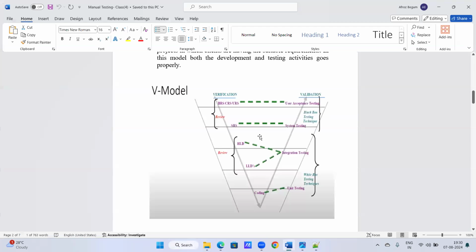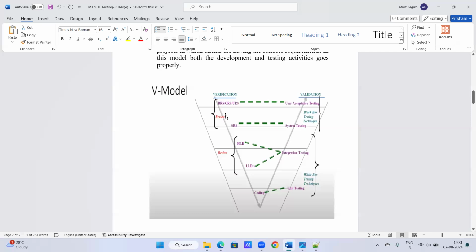So what are those documents? BRS document, SRS document, HLD, LLD. If we want to test these documents, we use either review or walkthrough or inspection. So these three are testing techniques to verify the documents. Here we mention only review, right? So actually we have three types of testing techniques. By using these three techniques, we will verify the documents.